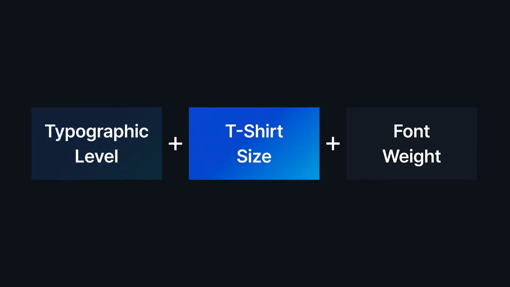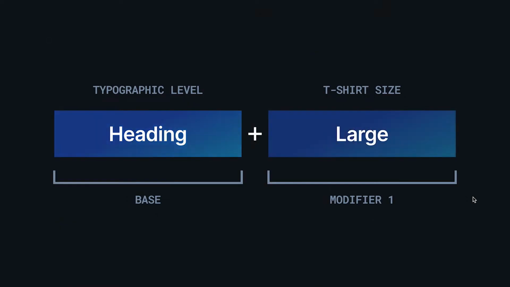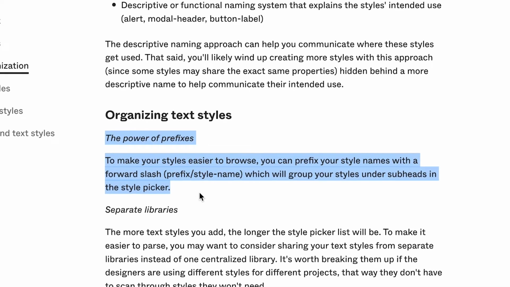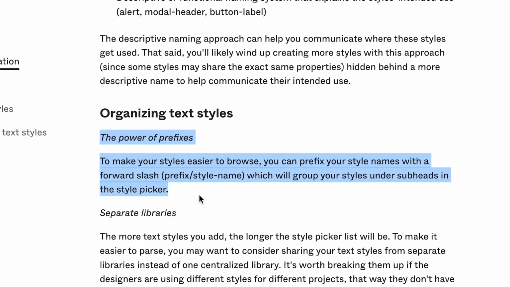Overall, the most common combination that I observed was typographic level, t-shirt size, and font weight. Some examples are heading large and heading large bold. My assumption is that this naming convention is popular because it works well with the prefix slash style name convention that Figma uses to group text styles.